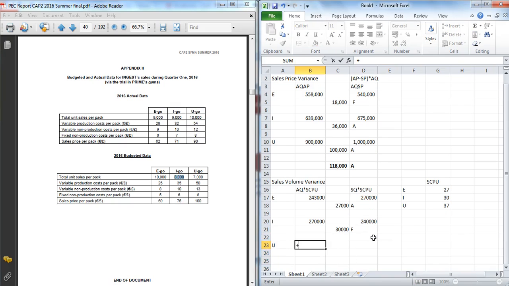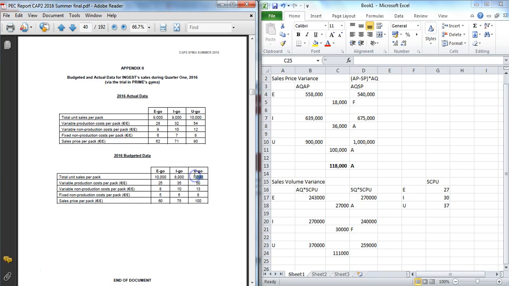And the final one is 10,000 actual units times 37 for UGO, compared to what you expected to sell, which was only 7,000 units times 37. The difference there is 111,000. And again, ask yourself, is it positive or negative? Well, you only expected to sell 7,000. You sold 10,000, so you sold 3,000 extra volume. So again, that's going to be a positive variance. It's going to be favourable.